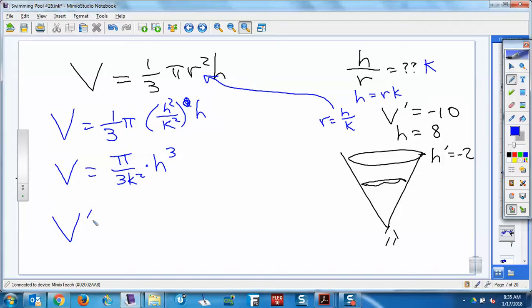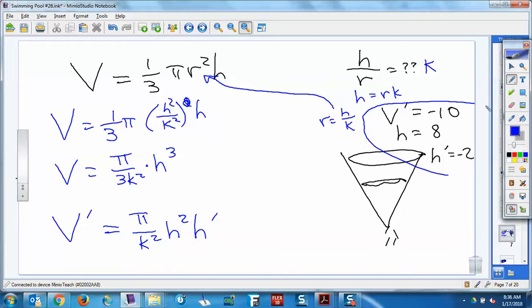So now when I do V prime, I bring down the 3, that'll cancel those 3's. I've got H squared, H prime. Well, now look. See those 3 things right there? I can put in -10, I can put in 8, I can put in -2, I can find K, and that's what I want. That's what I want, is K.